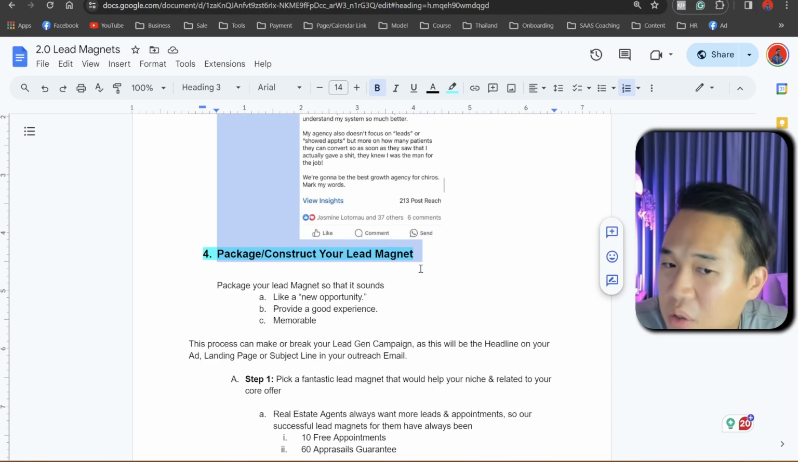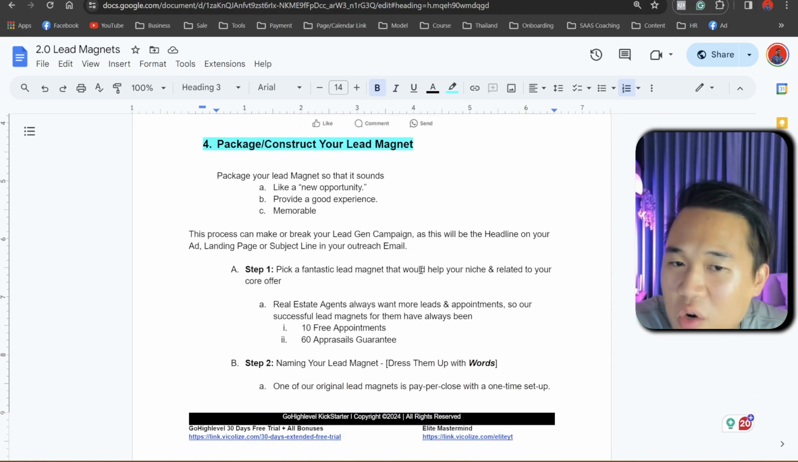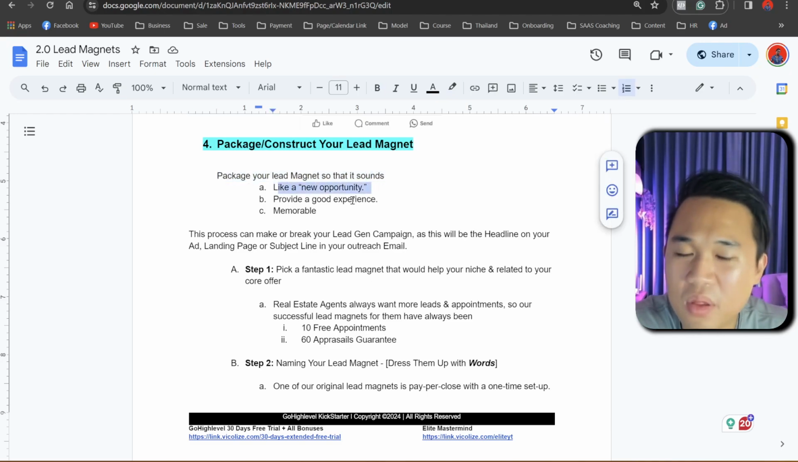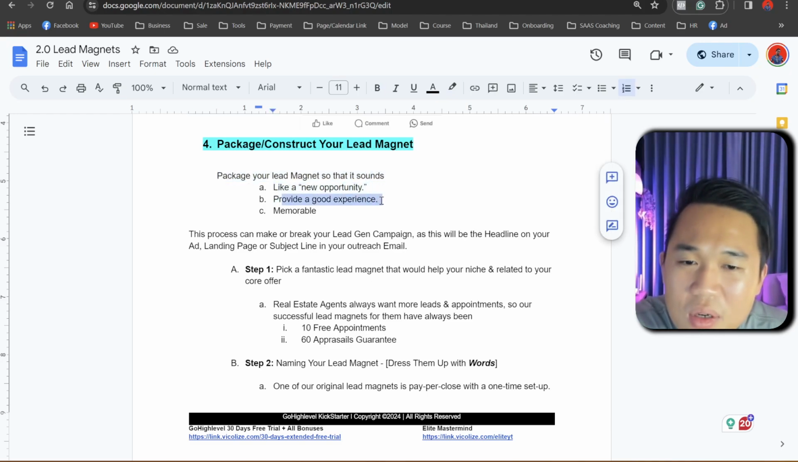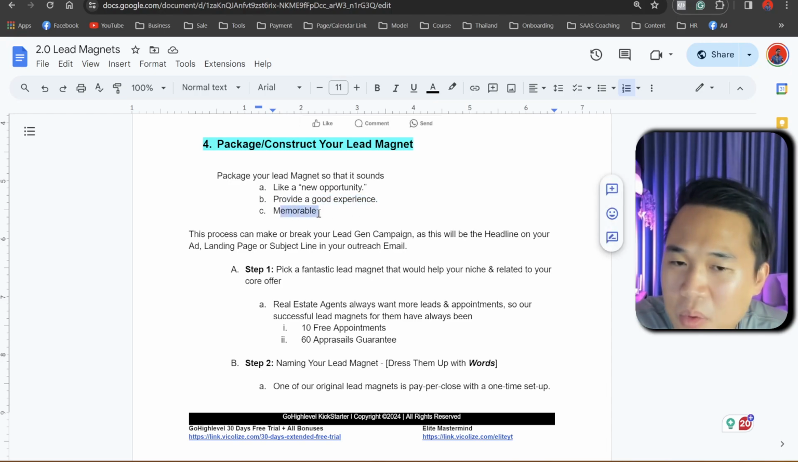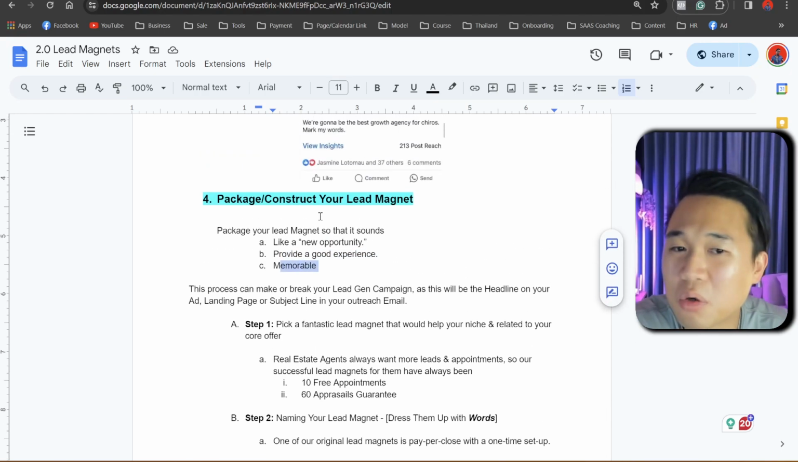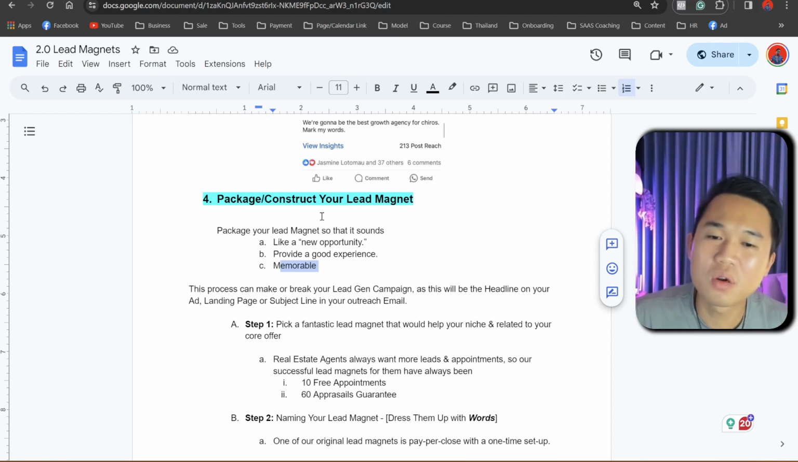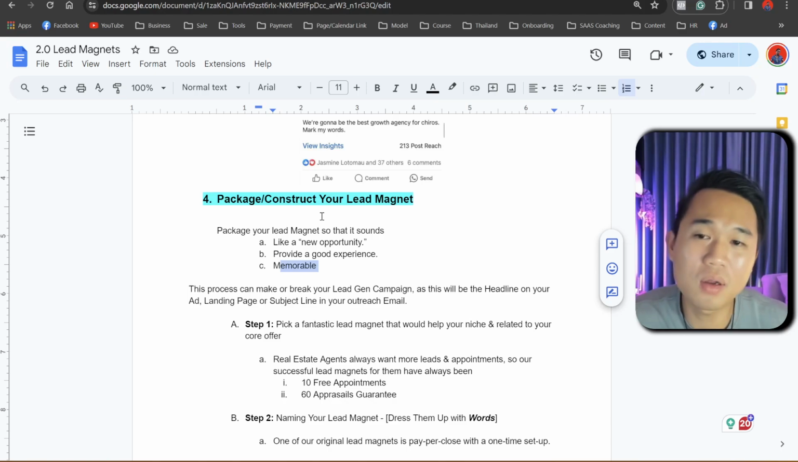Number 4, we're gonna get to the fun part on how to package and construct your very own lead magnet, right? So first of all, you need to package your lead magnet. The goal is for it to sound like a new opportunity as much as possible, to sound new, providing a good experience and being memorable. So when people consume it, for this course itself, it's free value. Hopefully it's a lead magnet for our elite coaching as well.